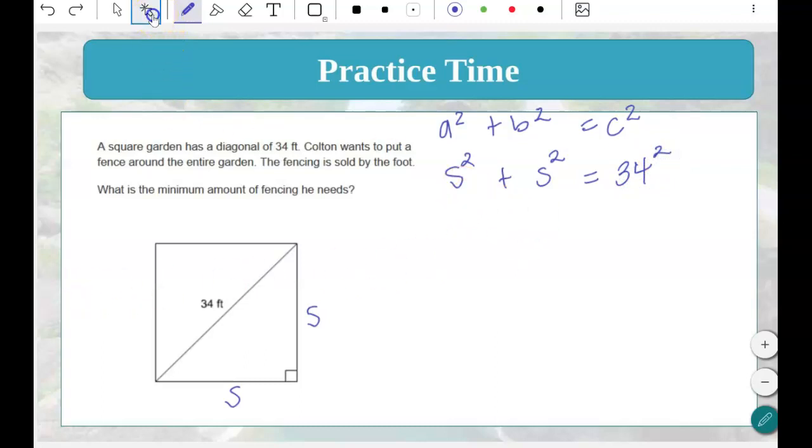Now these two are like terms. They're both S squared. So it's like 1 S squared plus 1 S squared. So that's 2 S squared. Now we'll go ahead and square 34. Use your calculator. And that's 1,156.